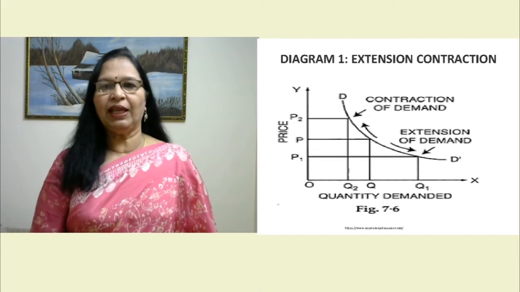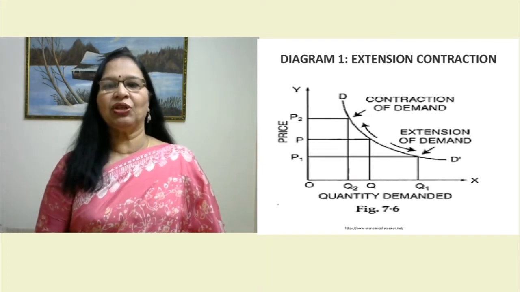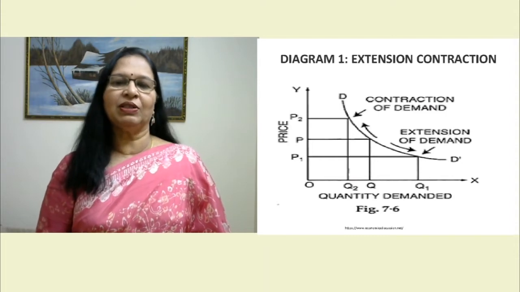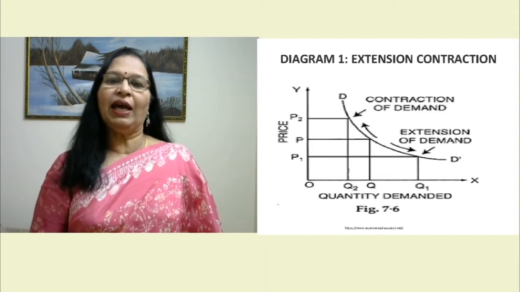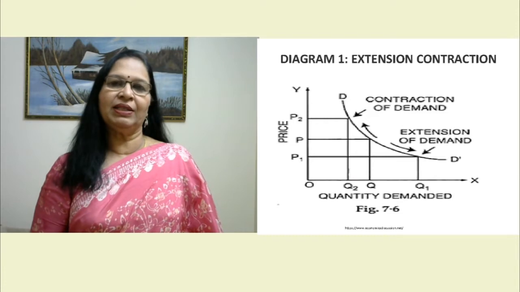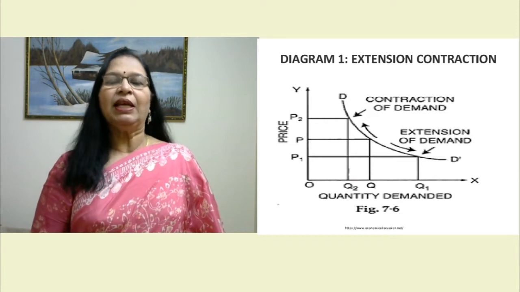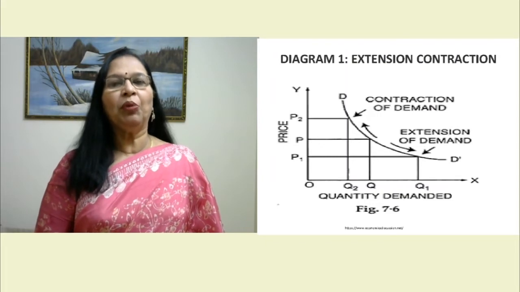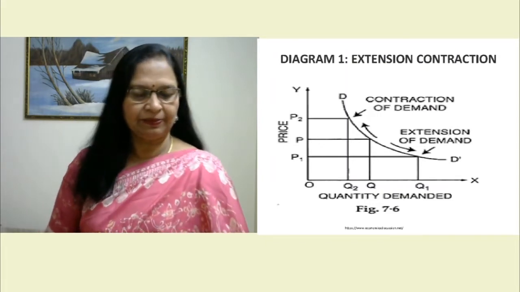In this particular case, you can see extension of demand means movement down the demand curve because there is a fall in the price, and contraction of demand is the other word. Contraction means there is a reduction in the quantity demanded, but both these are dependent upon the change in price.